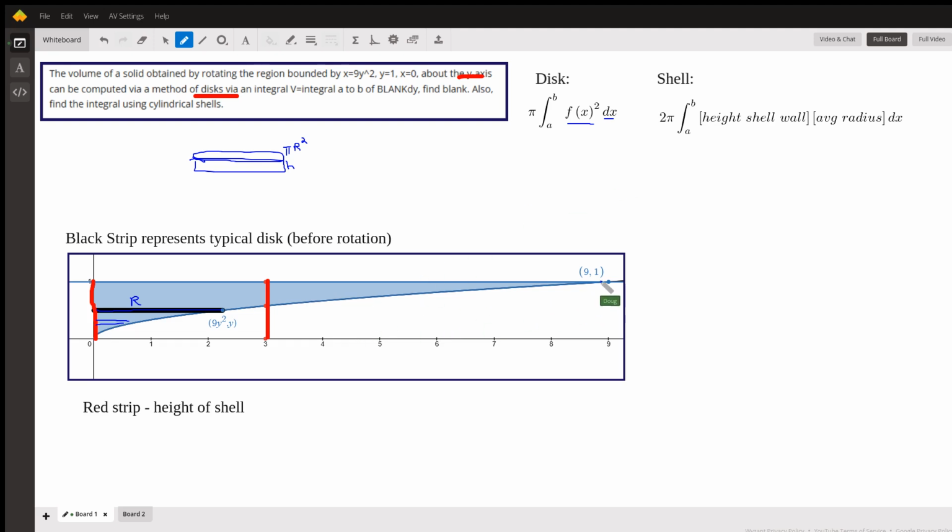By the way, you have to find this point of intersection out here. We know this is the line y equals 1. So when y equals 1, x equals 9. So this is the point (9, 1). So these typical disks are going to occur from 0 to 1 along the y-axis.